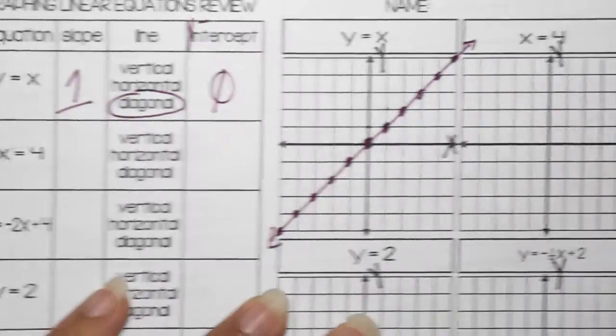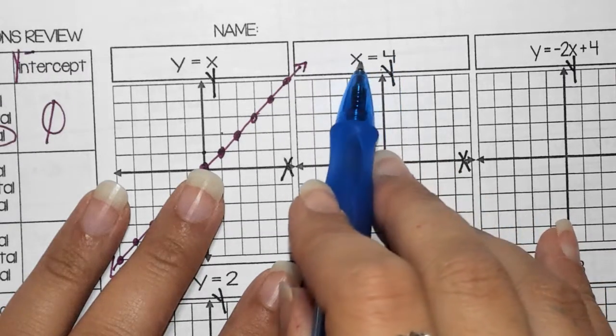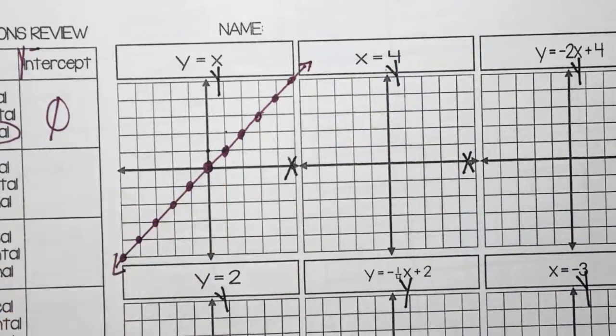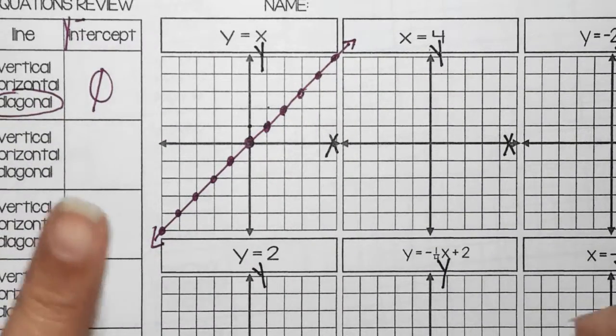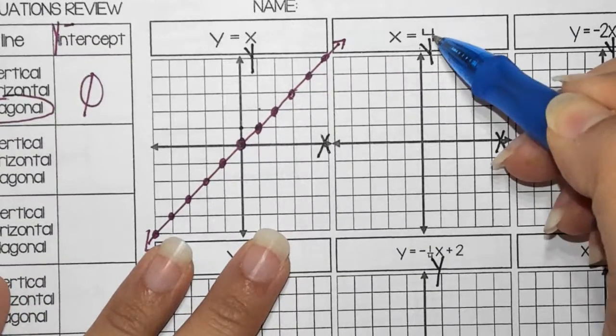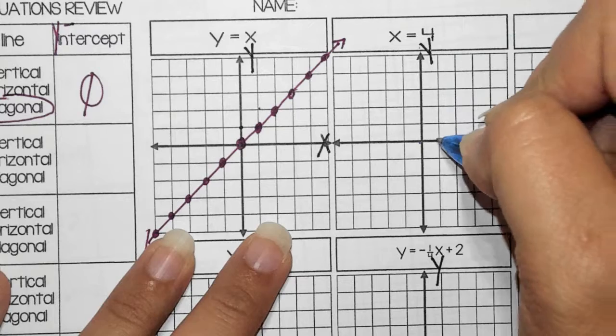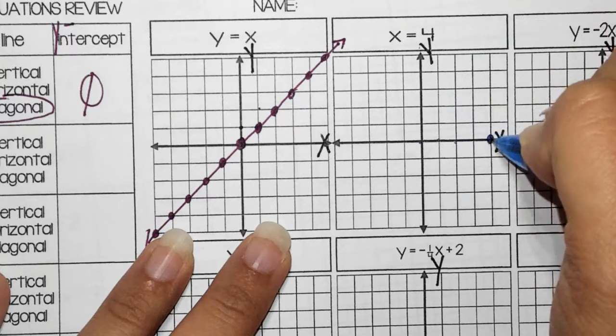Alright, now let's look at this one. Does this one have a Y and an X in it? No, it just has an X. So, which axis is it going to pass through? The X axis. What is it going to pass through at? 4. Okay, so let's go write 4. 1, 2, 3, 4, and put a dot.